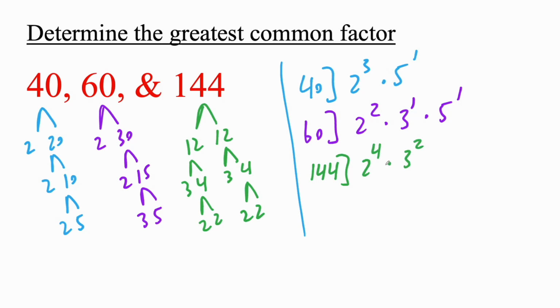And so we look at all 3. They all have a 2. That's 3, that's 2, that's 4. We choose a smaller one, so 2 raised to 2. Now this piece doesn't have a 3. Everything else does, but this doesn't, so we can't take 3. Likewise, this doesn't have a 5, but everything else does, so we can't take that. And so our answer is going to be 2 squared, which is 4. So the greatest common factor for all 3 numbers will be 4.